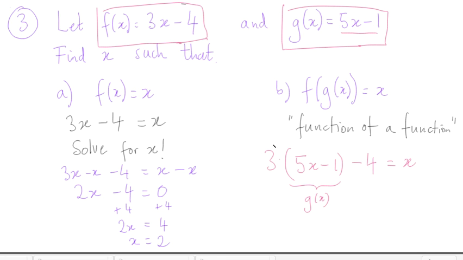So first we have to do a multiplication. 3 times 5x is 15x. 3 times minus 1 is minus 3, and then minus 4 equals x. So I have to solve this. First I will subtract x from both sides to give me 14x, and I then have to add 7 to both sides to get rid of this minus 7 on the left hand side, so I get 14x equals 7, which leads to x equals a half.